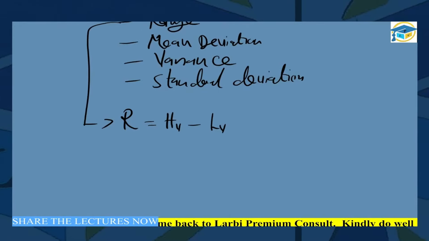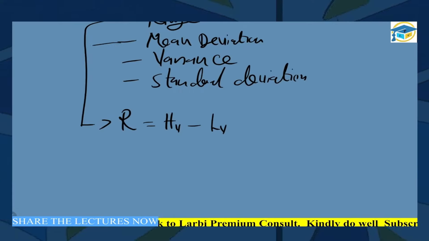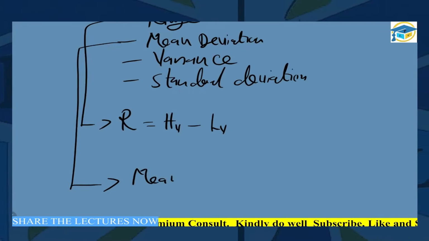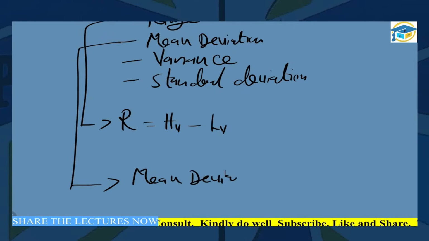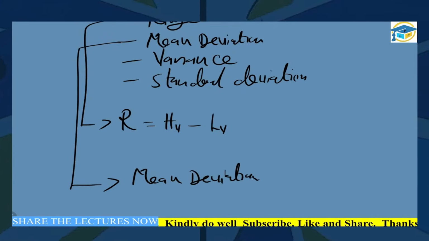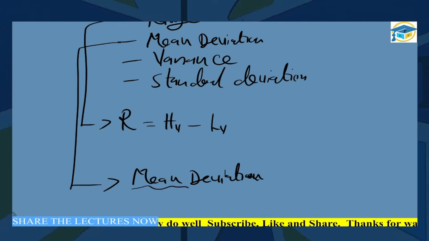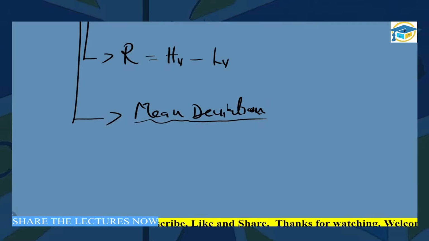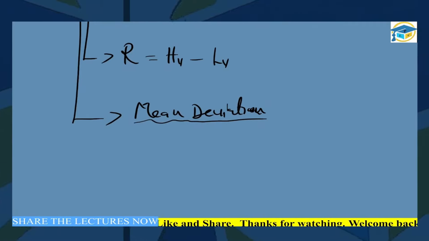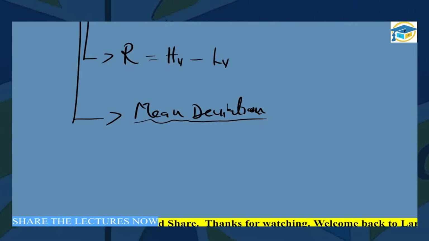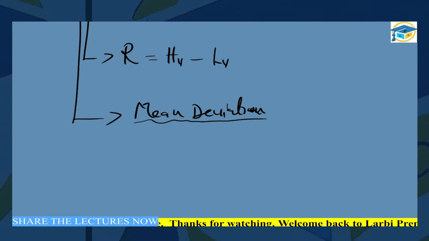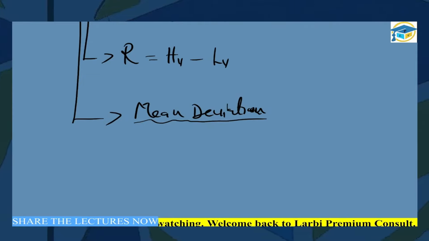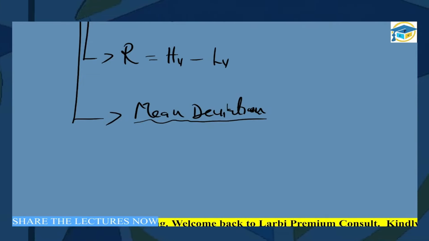Let's continue to look at the mean deviation. When we talk about mean deviation, per the name, it should be able to tell you what it means. Mean deviation has to do with the arithmetic mean of the deviation of the data values from the mean. The arithmetic mean of the deviation of the data values from its what?